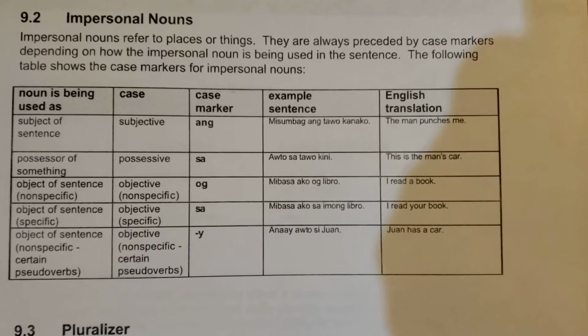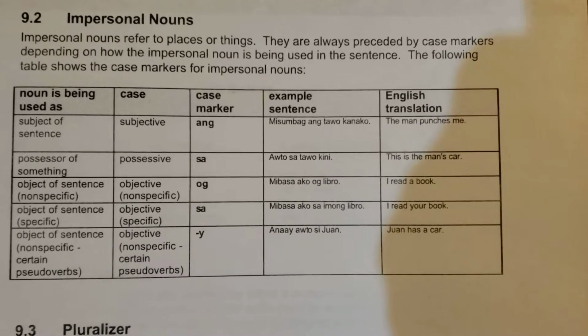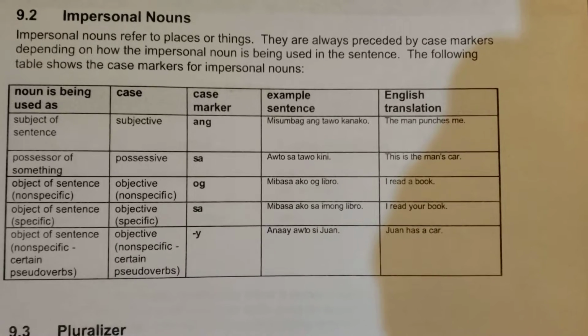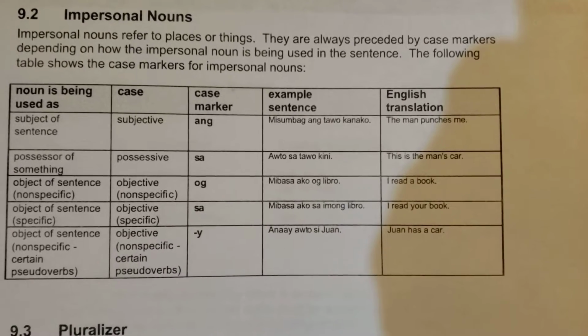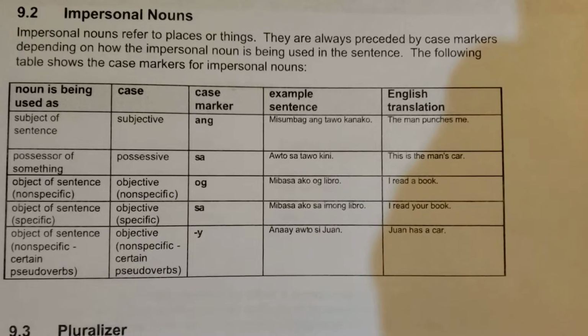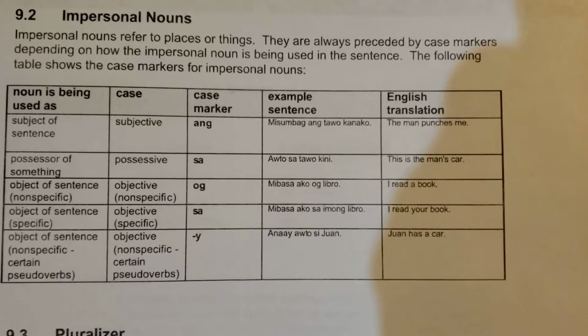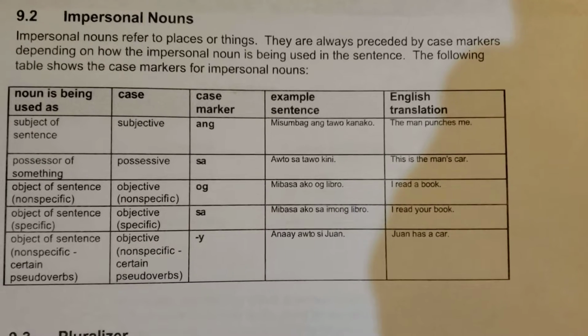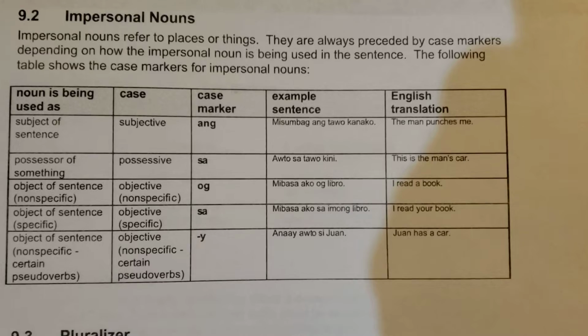Misumbag ang tao kanako. We're using ang as a case marker. The case is subjective. The subject of the sentence, the man. That is why the marker is ang tao.